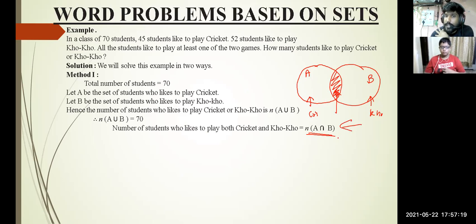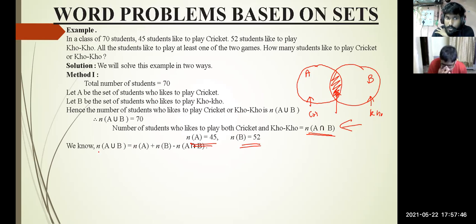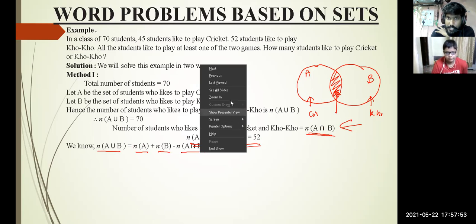Now, can you tell me which formula to use to find this? The first one, sir? You can use the second one also, because both are the same. So N of A is 45, N of B is 52, that is given in the question. We know this formula: N of A union B equals N of A plus N of B minus N of A intersection B. Correct?